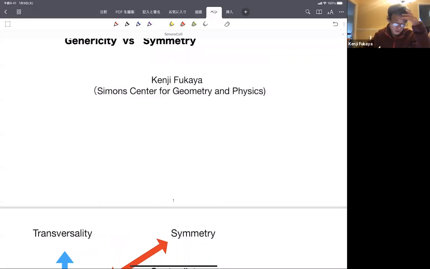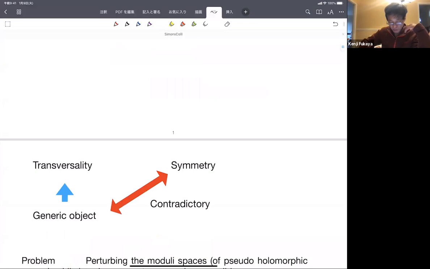And in many cases, this process is, in a sense, automatic. You don't have to worry so much: once we cook up some moduli space, its virtual fundamental chain is obtained automatically. However, in some cases, it is not so automatic. And that is the case when symmetry is involved.